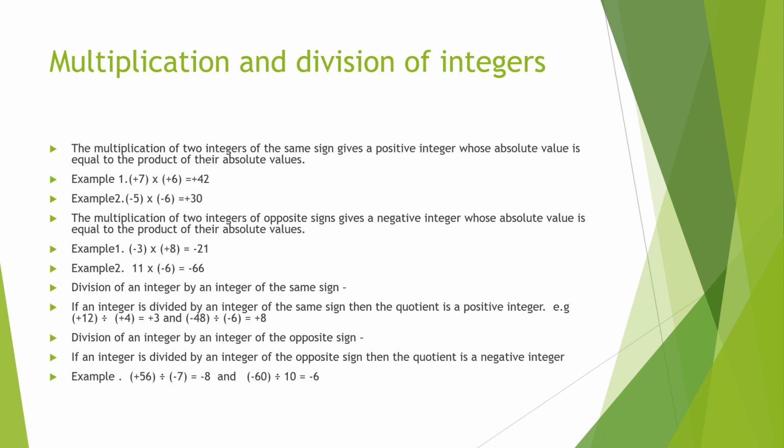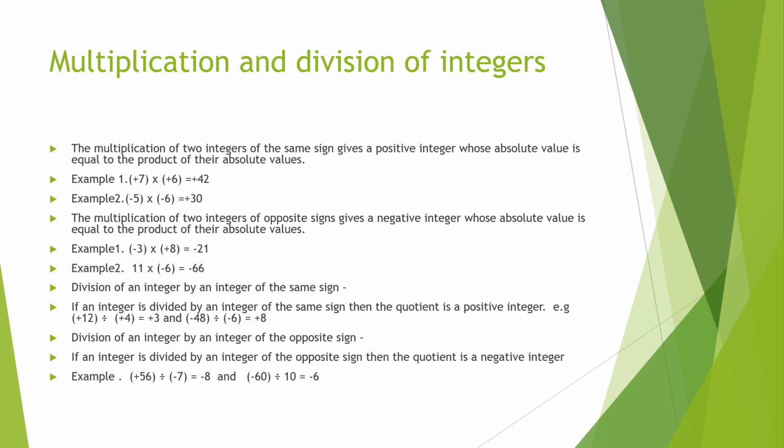For example, plus 7 multiplied with plus 6. So their product will be 42. As both are positive, the product will be positive 42. Another example, minus 5 into minus 6 is equal to 5 into 6, 30. As both are negative, therefore the product will be plus 30.